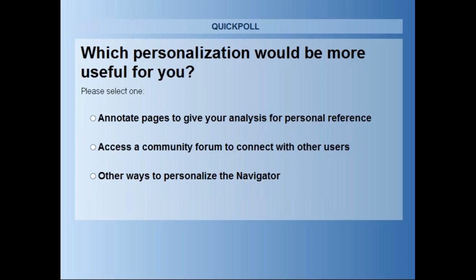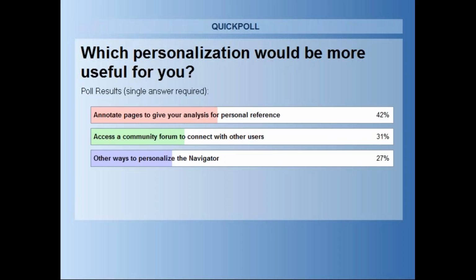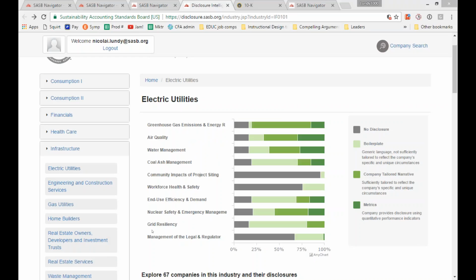Okay, so I'm going to close this and we'll take a look at the results. So we've got an interesting little reverse step ladder here, where more people are interested in annotating slightly than a community forum, but there's other ways. A lot of people include identifying other ways. I would love to get those ideas so that we can personalize this and upgrade it in a way that would best serve you. So put those in the chat box.